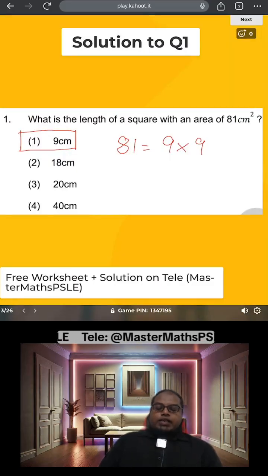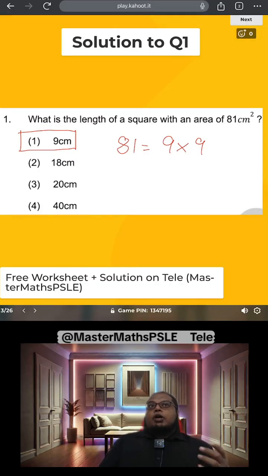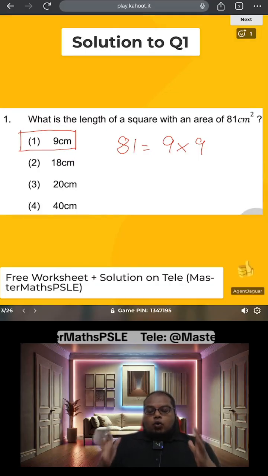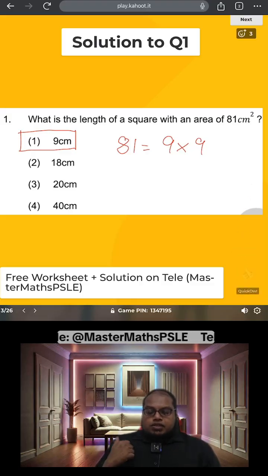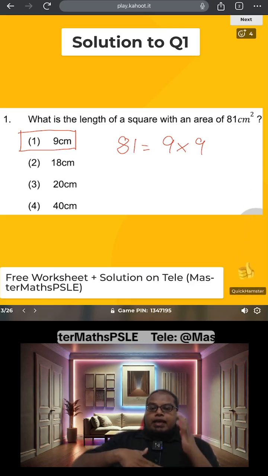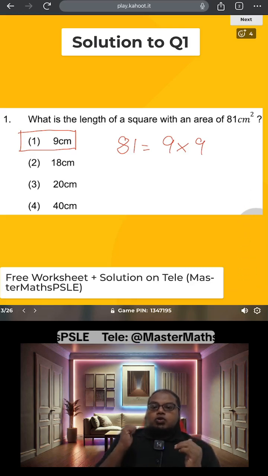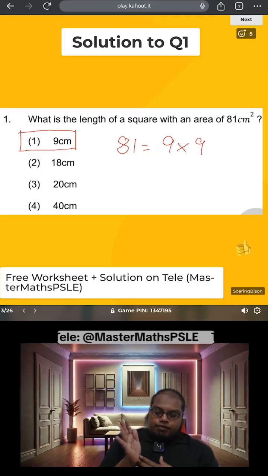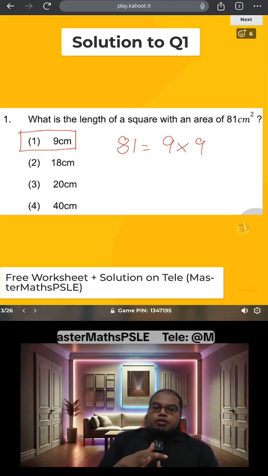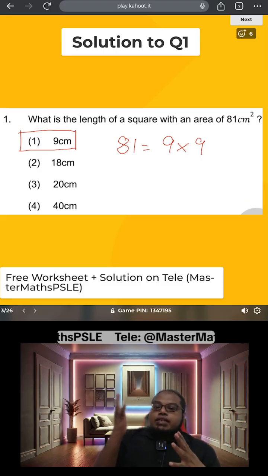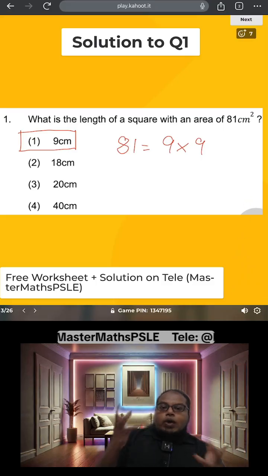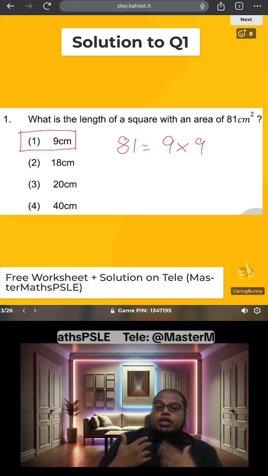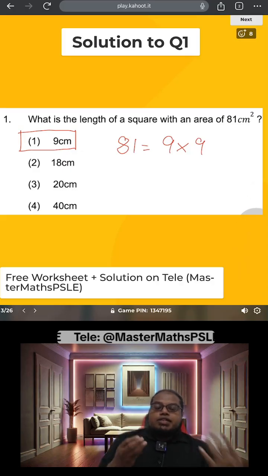Okay, let's see what is the solution. Because a square has equal sides. What is equal sides? Equal sides means they have the same length and same breadth. So when they have the same length and same breadth, that means it's the same number multiplied by the same number. So what same number times same number can get you 81? That will be 9 times 9.